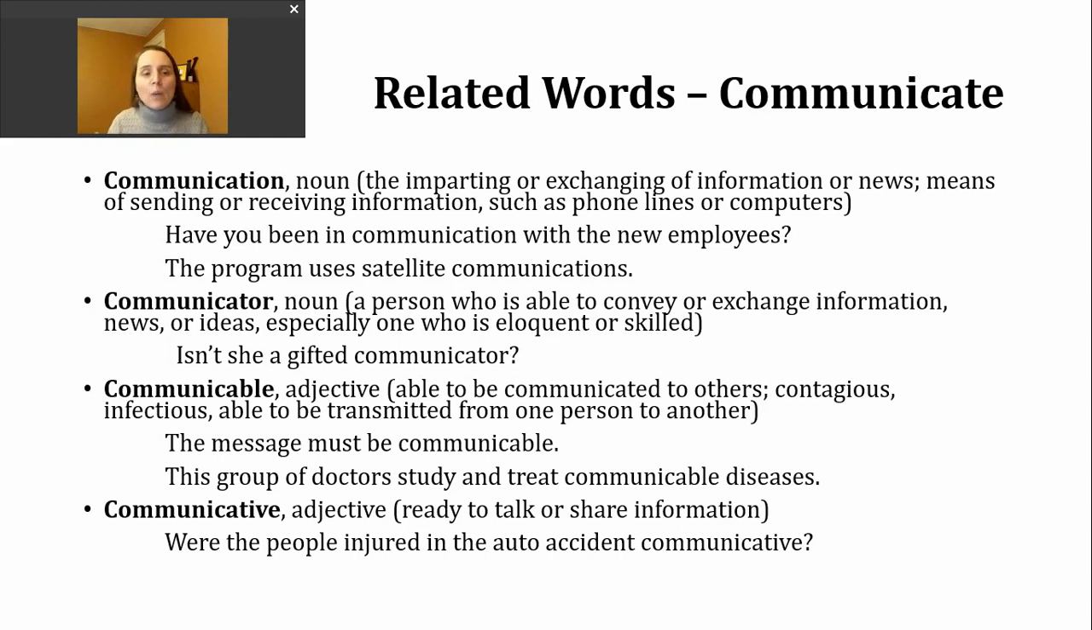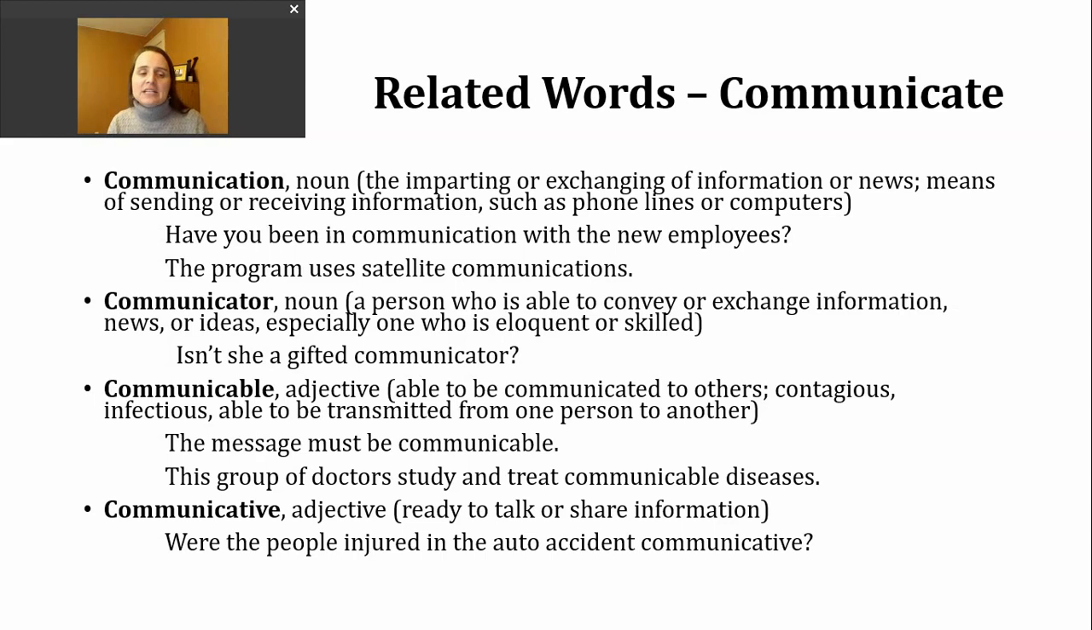A second way to use the adjective communicable ties back to the fourth definition we looked at for our verb. So communicable could be contagious, infectious, or again, in reference usually to a disease, we're talking about something being able to be passed or transmitted from one person to another. Here's an example of that usage. This group of doctors study and treat communicable diseases.